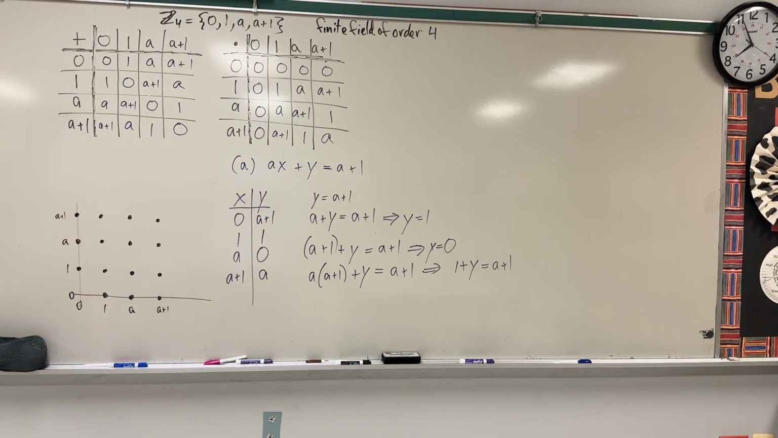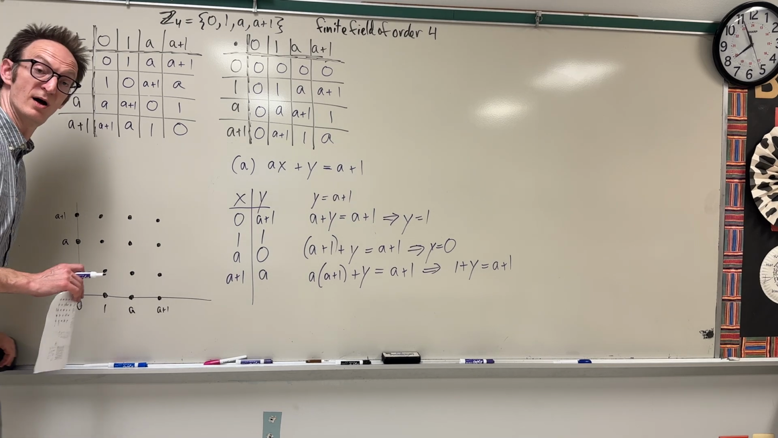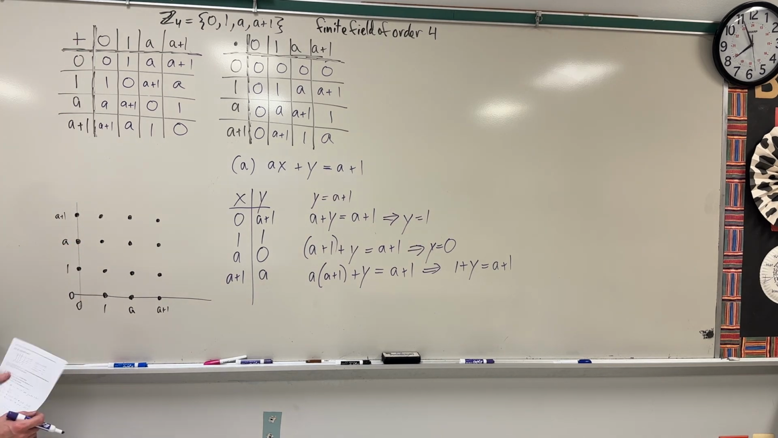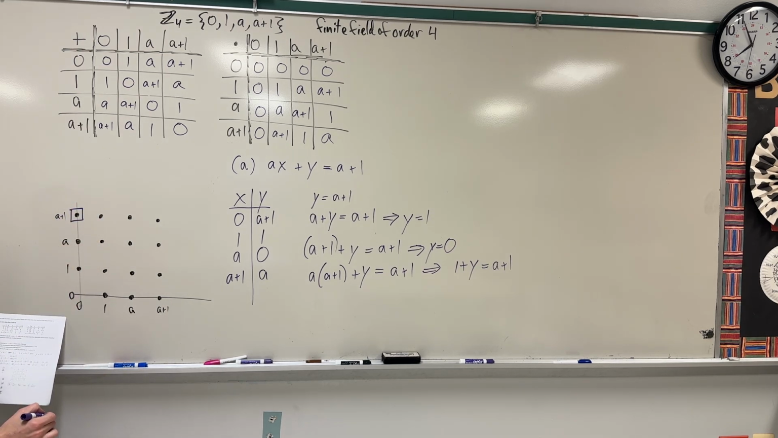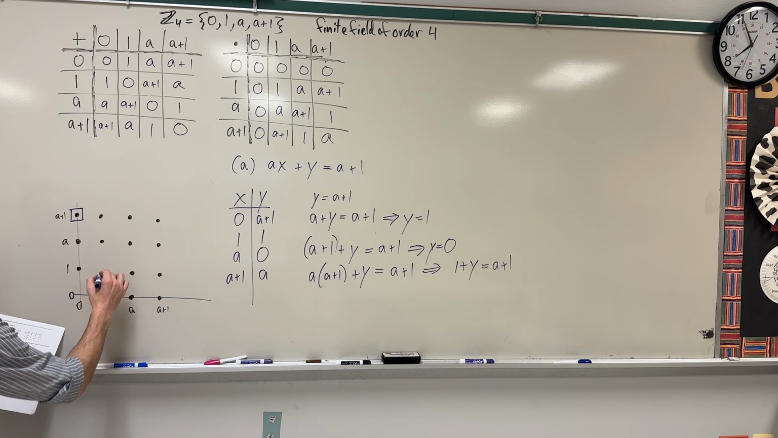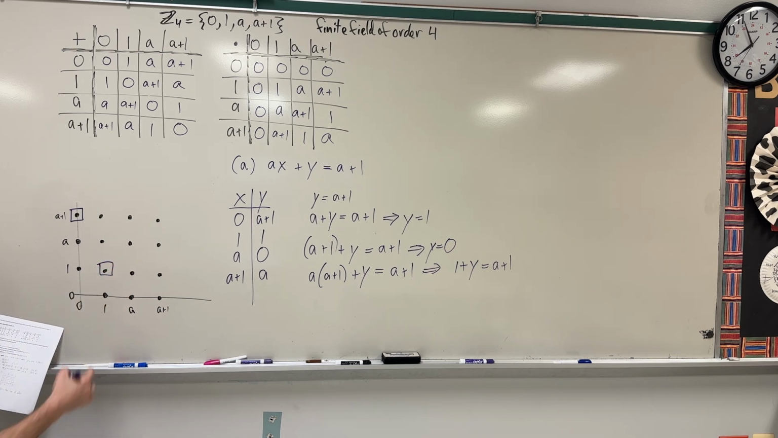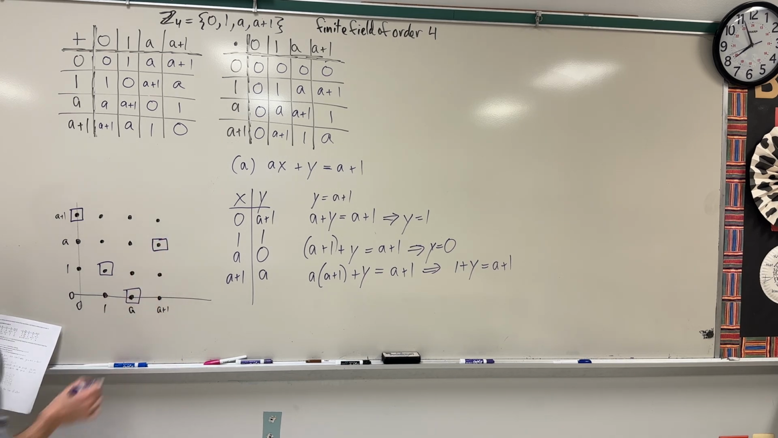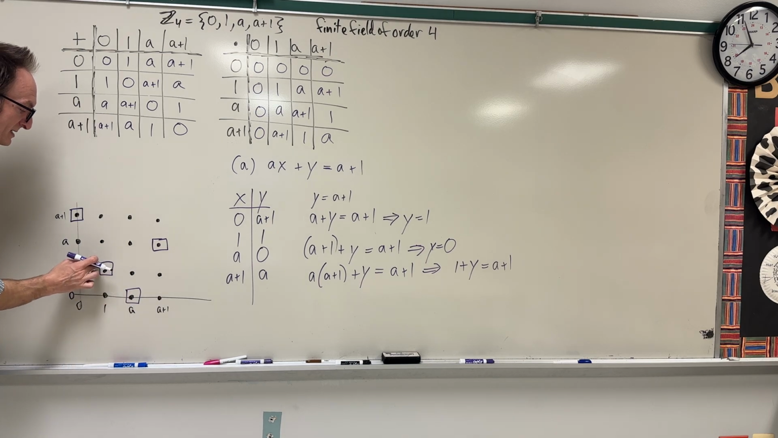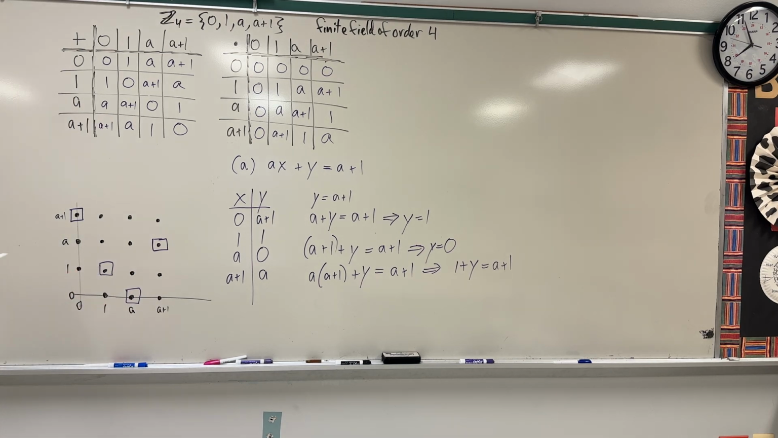All right, how can we make sense of this? We can now graph all the points which satisfy this equation. So you get 0, a plus 1, so I'll put that there. And 1, 1, you put that here. A 0, you put that here. And a plus 1, a, you put that there. Okay, so it's hard to understand this line geometrically, but that is one of my lines.